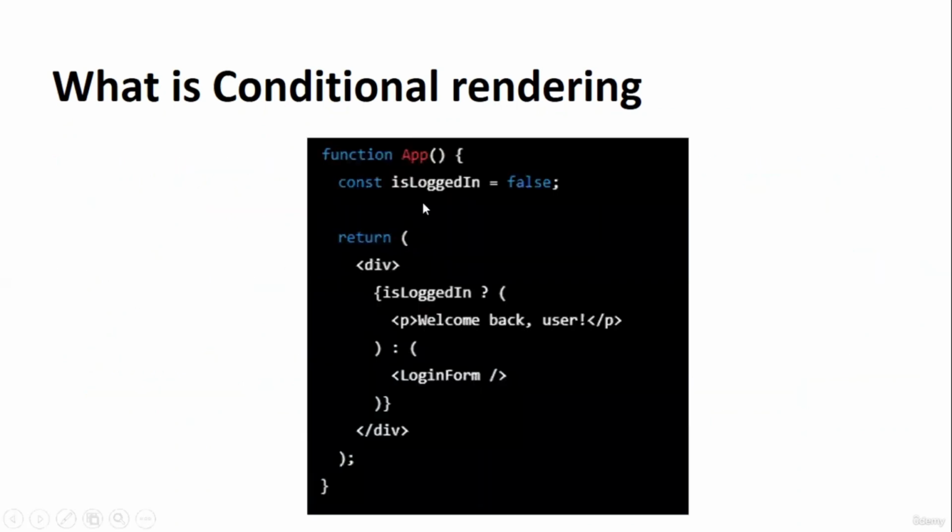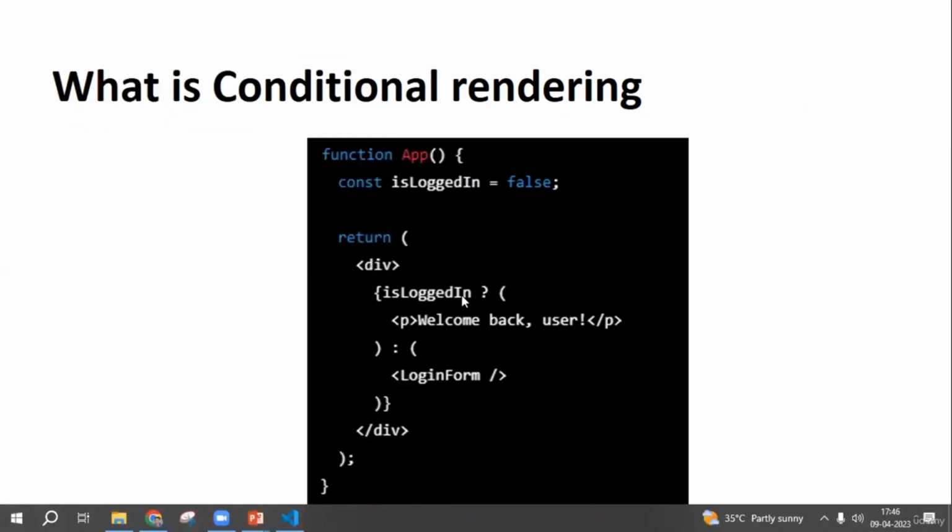As you can see in the example, I've created a variable, isLoggedIn, which is false. When the value of this variable is false, we are using the ternary operator. I hope you have an understanding of what the ternary operator does, but if not, then I'm going to show you something.